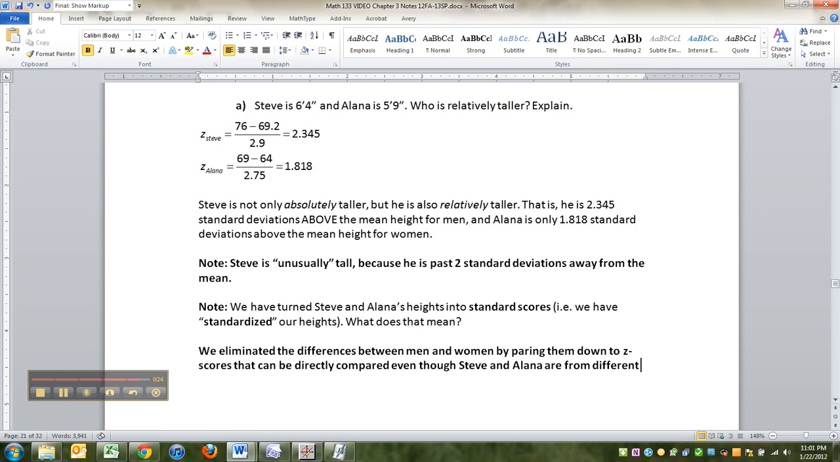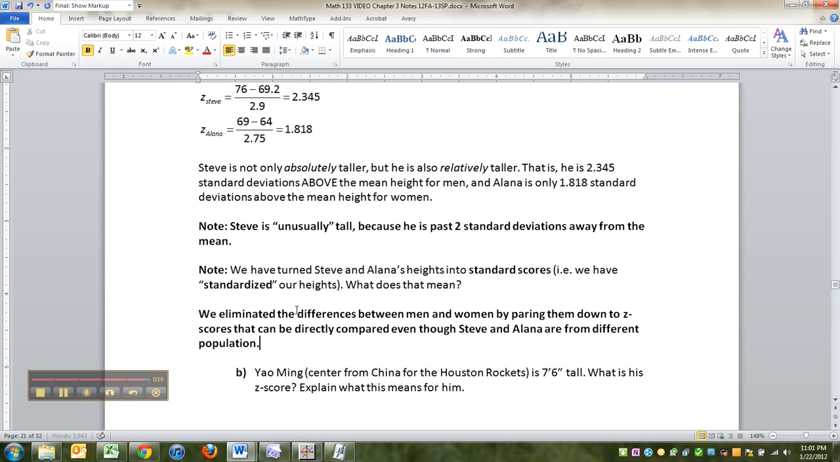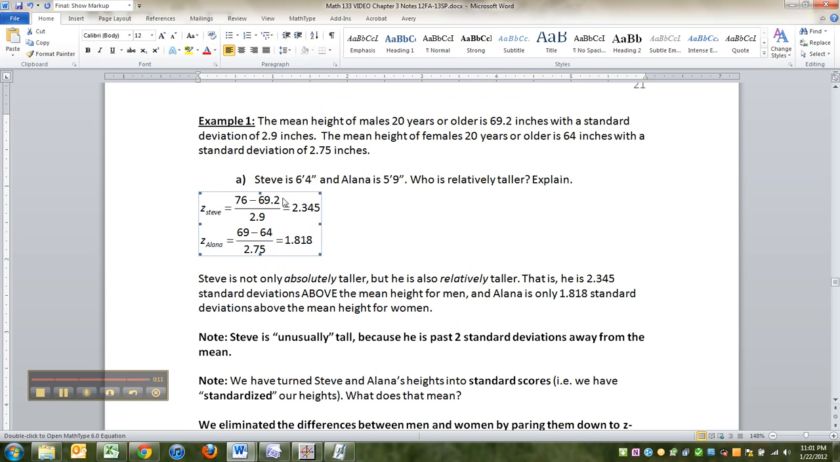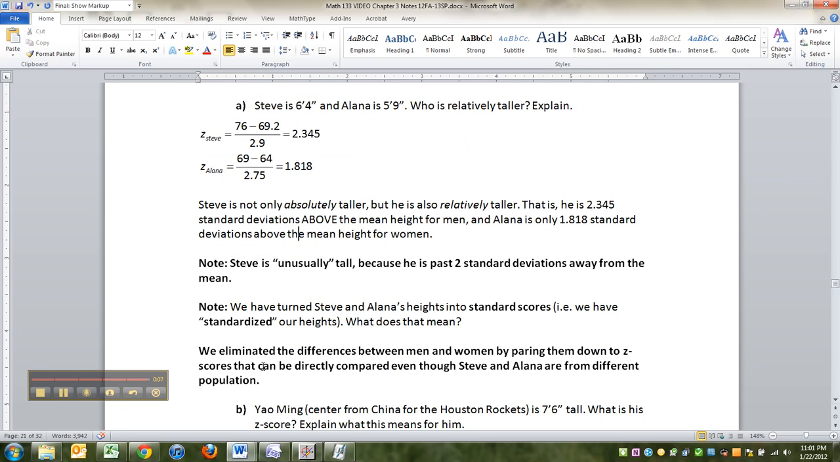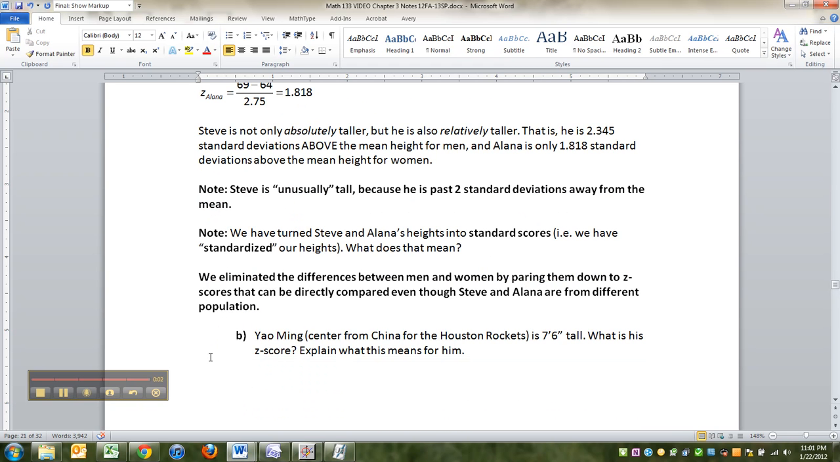Different populations. So even though we're from different populations, by paring us down to our z-scores, we're able to actually make direct comparisons between the two of us. We're getting down to the nuts and bolts rather than worrying about his height and my height being from two different groups of male and female. So the z-scores allow us to make those direct comparisons by standardizing us, if you will.